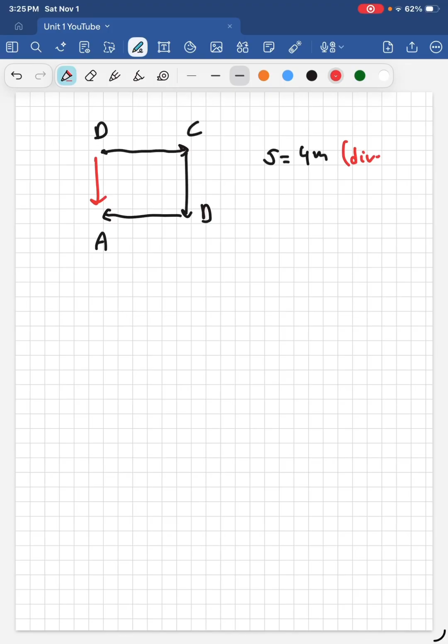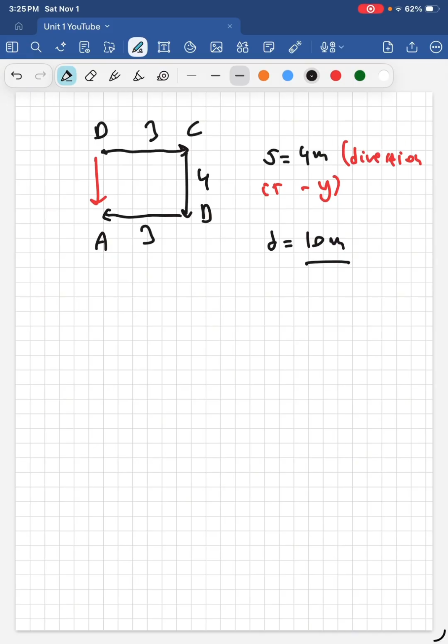So direction is negative y, okay? And this is because displacement is a vector, remember? But the distance covered is 10 meters, okay? Because this is, let's see, this is 3 and 3 is 6 and 4, 10 meters, okay? So the distance covered is 10 meters, but the displacement is 4 because we started at D and ended up at A. And we said that displacement is a vector and distance is a scalar.